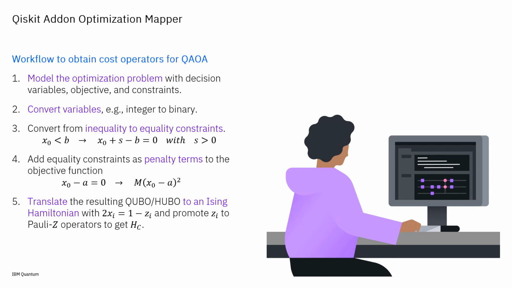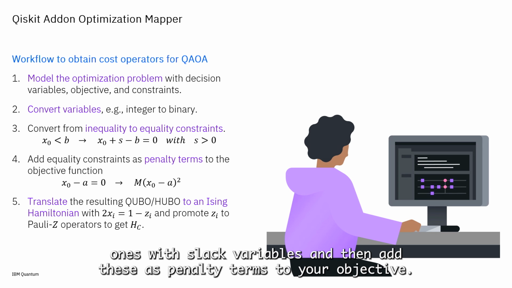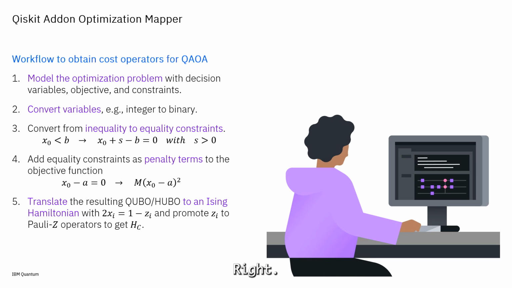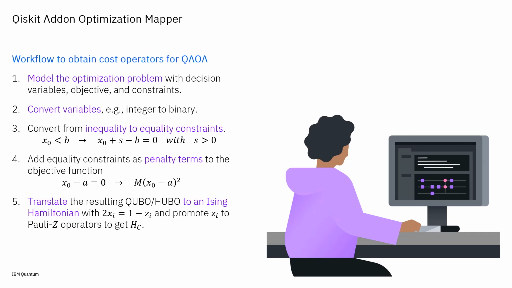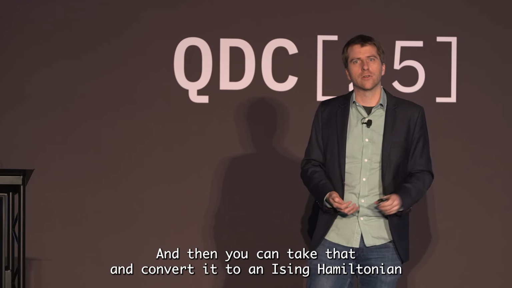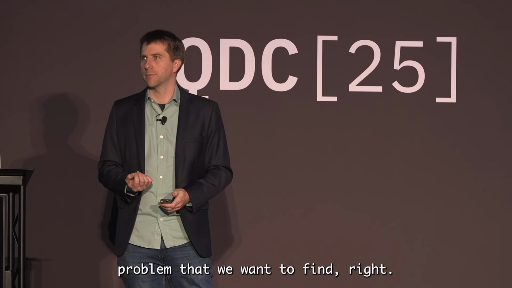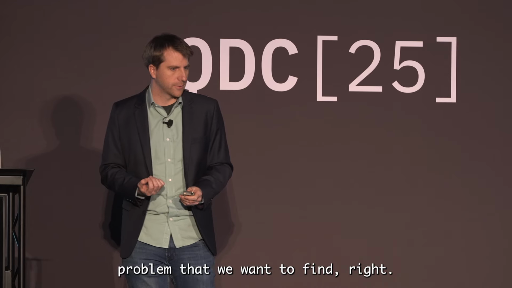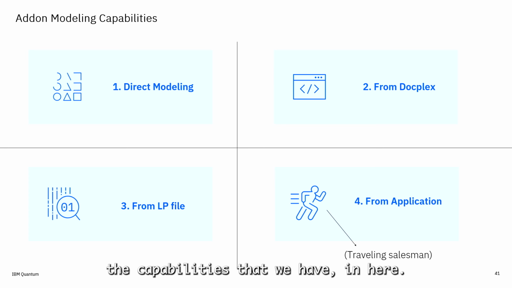a qubit. And also, you need to do things like take, for instance, your inequality constraints, convert them into equality ones with slack variables, and then add these as penalty terms to your objective, right? And this is something that will result in either a QUBO or a HUBO. And then you can take that and convert it to an Ising Hamiltonian, whose ground state is actually the solution of the optimization problem that we want to find, right? So these are basically some of the capabilities that we have in here.